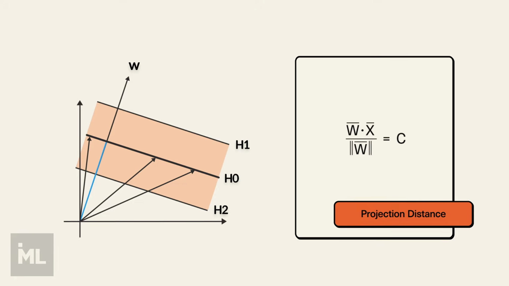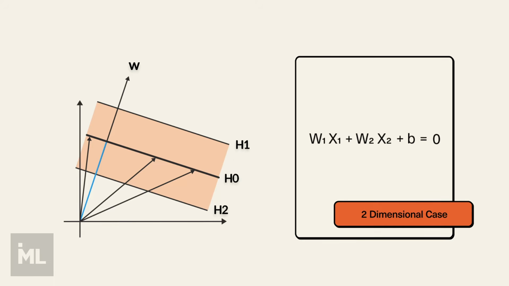Let's multiply the magnitude of w on each side of the equation. We can obtain w dotted x is equal to c times the magnitude of w. Now let's substitute c times the magnitude of w with negative b. We can get the equation of the line H0 as w dotted x plus b is equal to 0, which is the equation for H0. Here we only have two dimensions, so this can be expanded as the following function. In fact, this expression works for any number of dimensions.